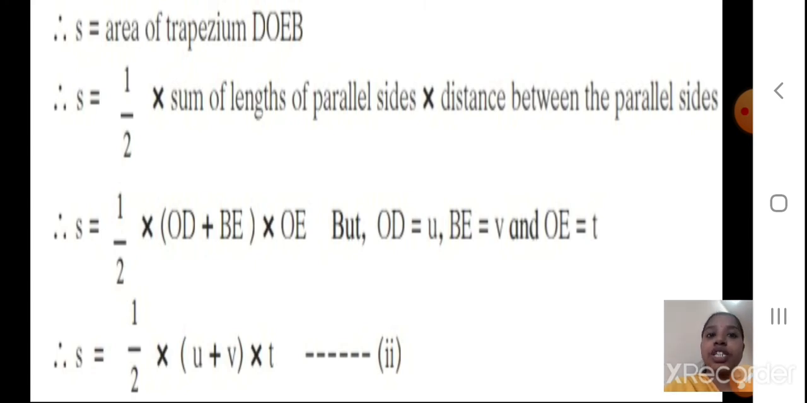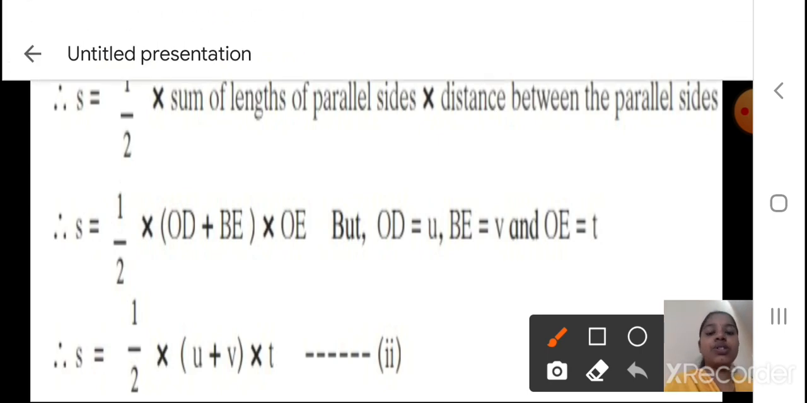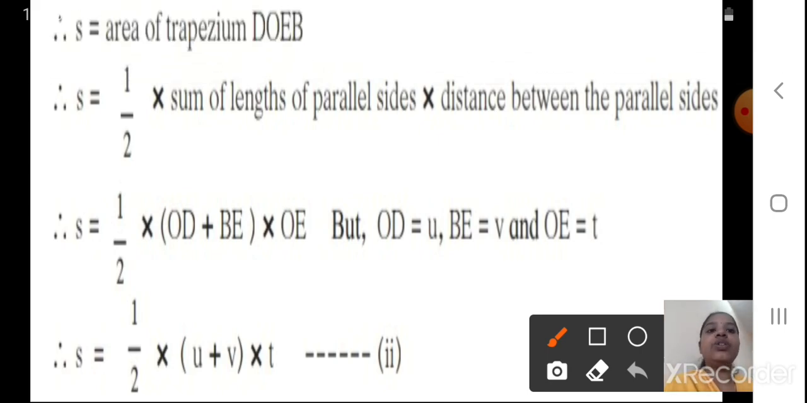So when you substitute the values, S is equal to half into OD plus BE multiplied by OE. OE will be the distance between the parallel sides. You know, time we have taken as OE. And OD and BE are the lengths of the opposite parallel sides. So OD is equal to U, BE is equal to V, and OE is equal to T. So when you substitute the values, you get S is equal to half into U plus V multiplied by T.